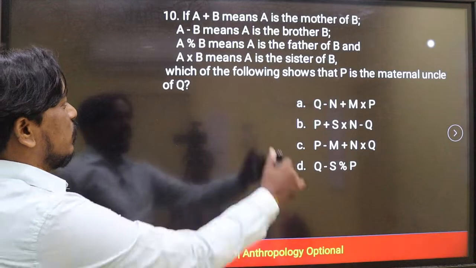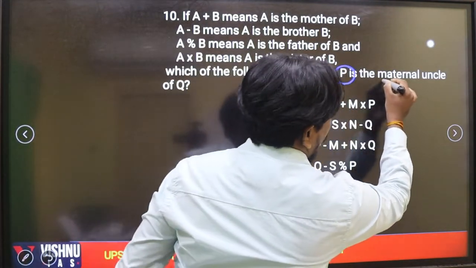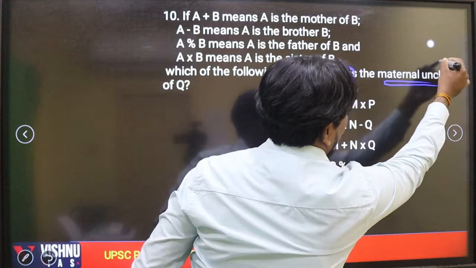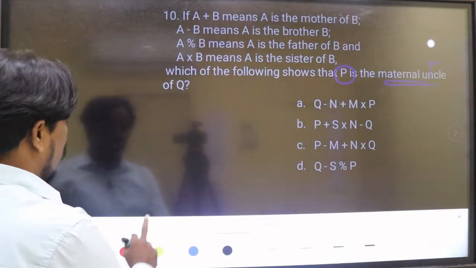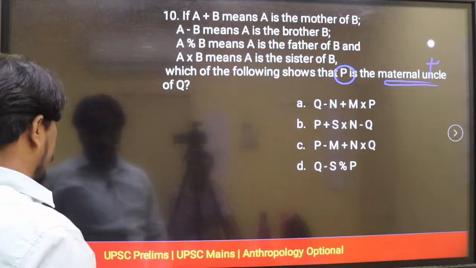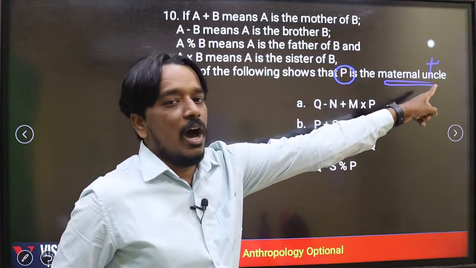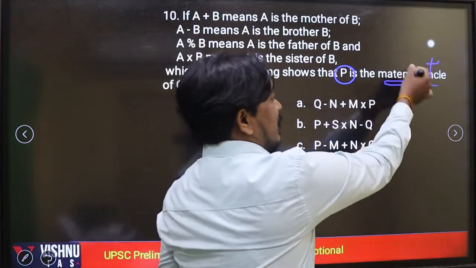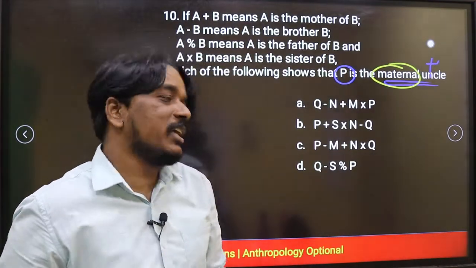Observe the data, and go directly to the question. Which of the following shows that P is the maternal uncle of Q? Uncle means male. What do we have to do here, how to eliminate? Very clearly we will observe. P should be an uncle, male, particularly a maternal uncle. We cannot forget this. Sometimes you will get a paternal uncle also, and we cannot take that as the right answer.